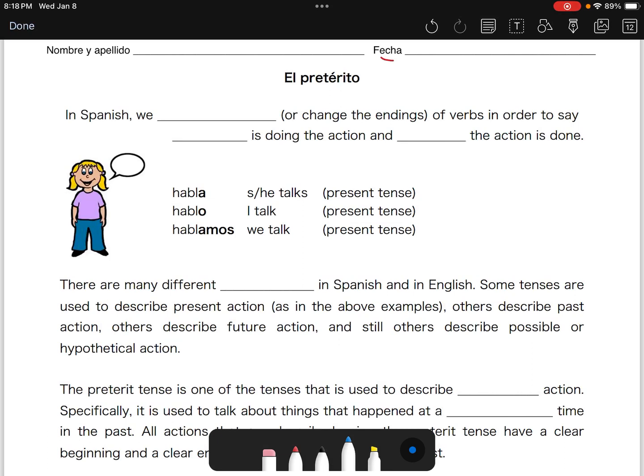Okay, these are guided notes over el pretérito, or the preterite, which is speaking in the past, one way to speak in the past in Spanish.